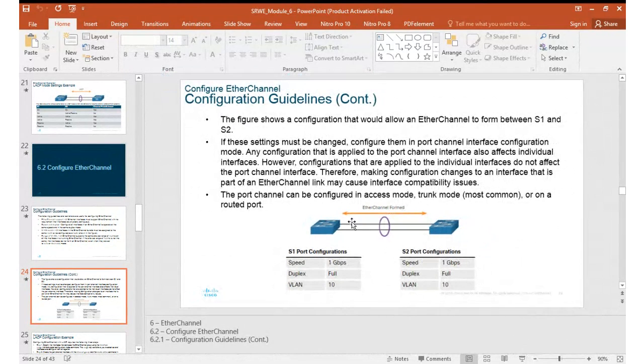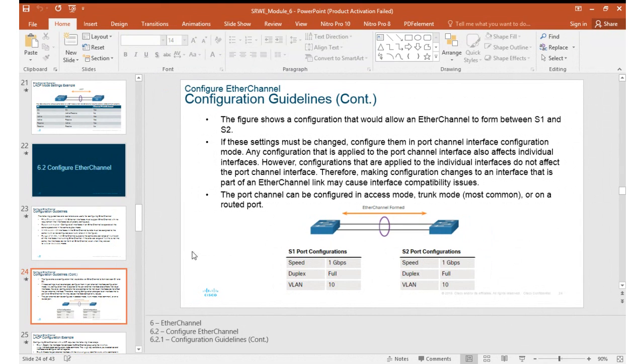So there's an example there. Look at those two switches that are provided there and the interfaces that we want to talk about. Switch 1 supports a speed of 1 Gbps, similar to switch 2. In terms of duplex, they are all full. All the interfaces have been assigned to VLAN 10 so that they're in a common VLAN.